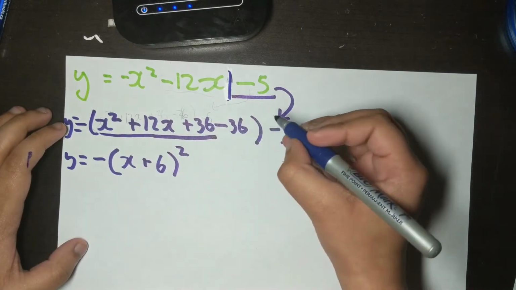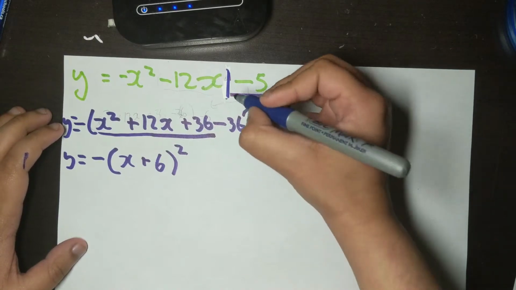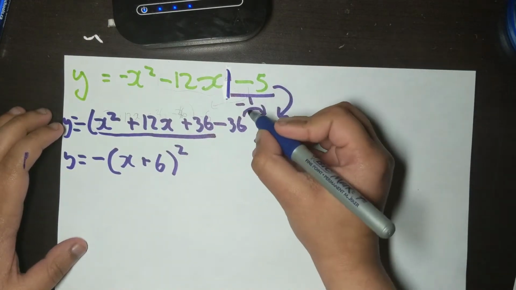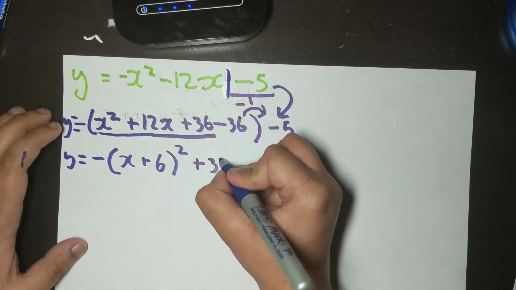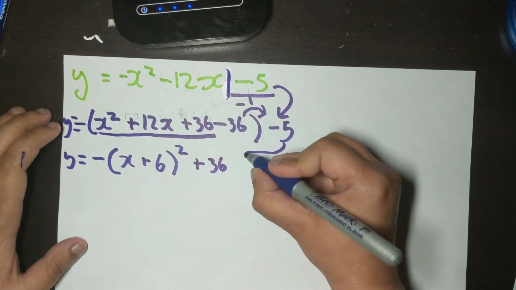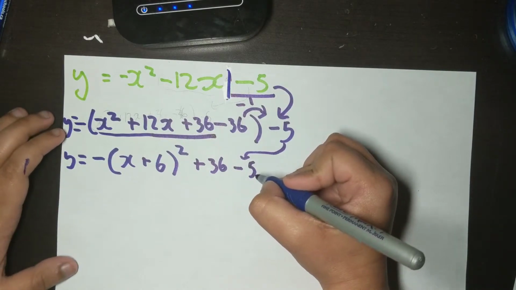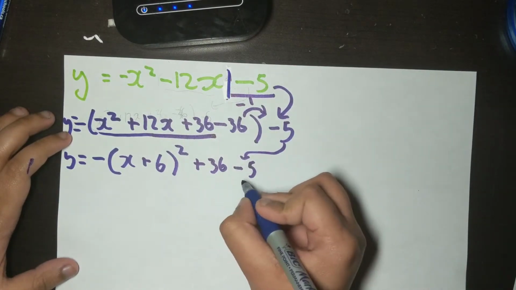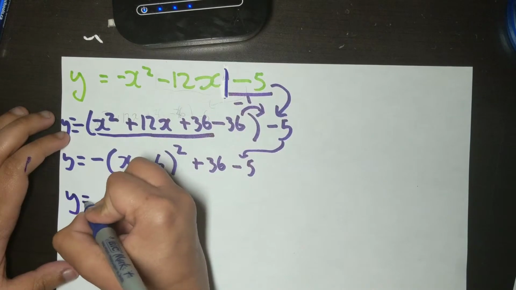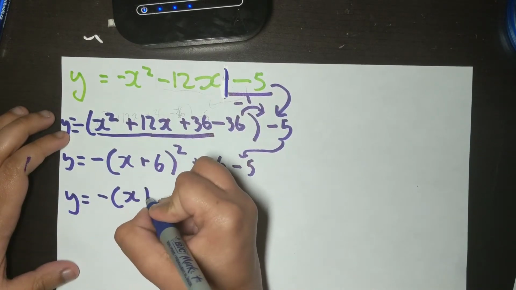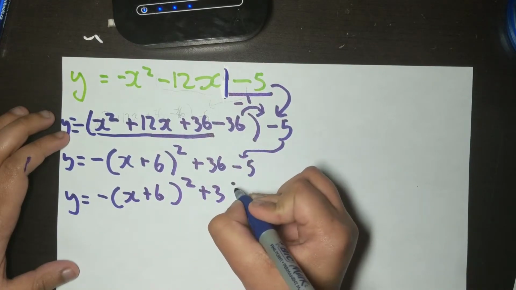Next, we have to take this -36 out. We do this by multiplying it by -1. -1 times -36 is positive 36. Then we put back our leftover, -5. Lastly, we just combine the leftovers. So positive 36, take away 5, is just 31. Plus 35. But not 35, 31.